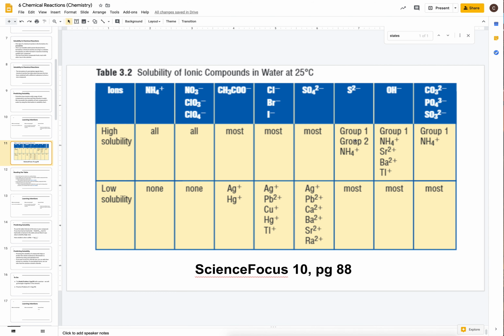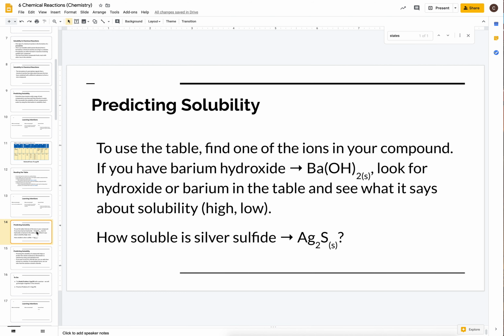This time, I do not see Ag+ as one of the exceptions. And then I see that most of the ionic compounds made from sulfide ions are low solubility. So since I didn't see silver as a high solubility exception, that means that silver sulfide has low solubility. So of these two compounds, barium hydroxide is able to dissolve in water and become an aqueous solution, whereas silver sulfide is not able to dissolve in water and it will remain solid if you place it in water.